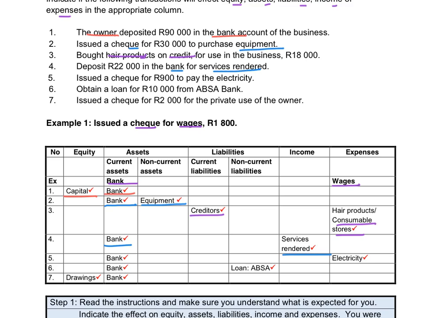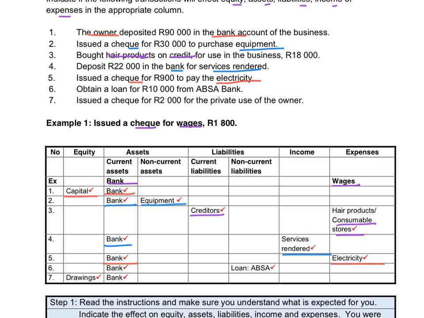Issued a check for 900 to pay electricity. So the one account will be electricity. If we issue a check, the other account will be bank. So bank is a current asset. Electricity is an expense because it decreases profits.